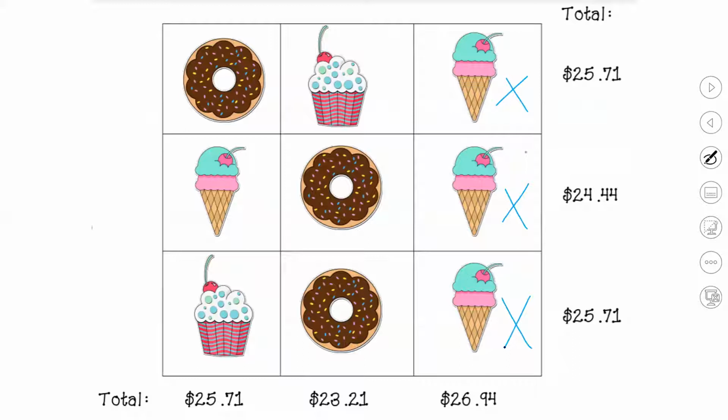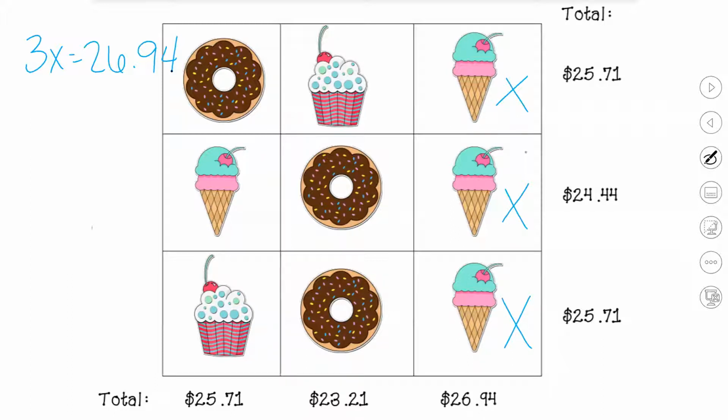So, how could I write an equation that these three ice creams have to be 26.94? What could I write? 3x equals what? 26.94. So now I can figure out the cost of ice cream, but I still have donuts and cupcakes. So what else could I do? I can't add anything to that.